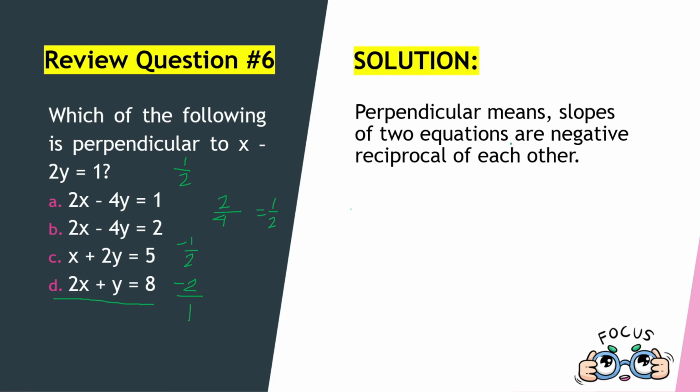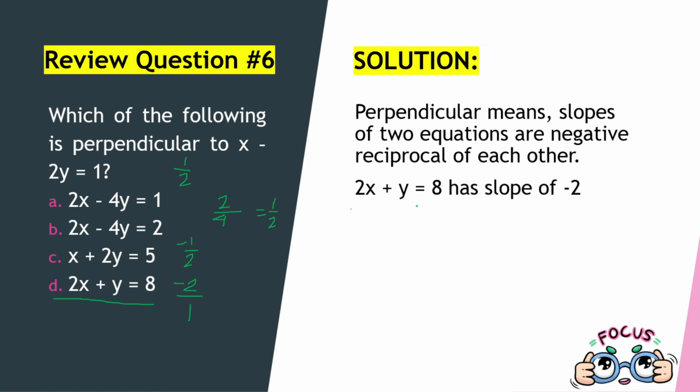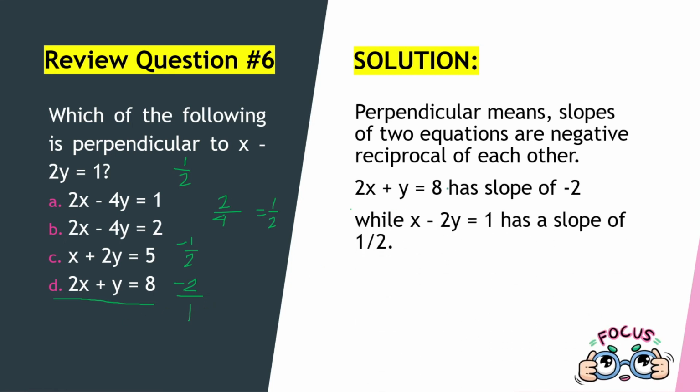So, perpendicular means slopes of two equations are negative reciprocal of each other, as I have said a while ago. So, 2x plus y is equal to 8 has a slope of negative 2, while x minus 2y is equal to 1 has a slope of 1/2. Therefore, the answer is letter D.